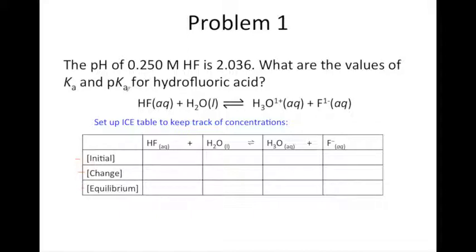Now, here we're given the initial concentration of hydrofluoric acid, so we can plug that in right here. Okay. So we have our initial concentration of hydrofluoric acid. Water is a pure liquid, so we don't have to worry about its concentration because it remains constant, so I put NA there. Our initial concentrations of hydronium and fluoride are approximately zero. Again, we do have a little bit, but just from the dissociation of water, but essentially it's zero, and the initial concentration of the fluoride ion is zero.